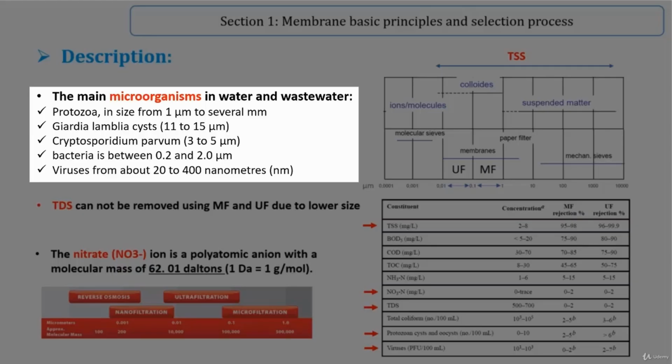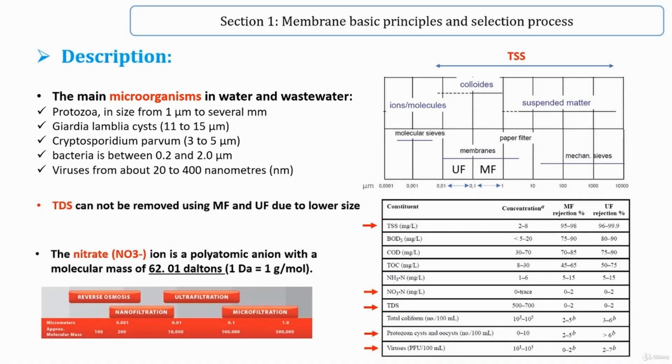Microorganisms such as protozoa, Giardia lamblia, Cryptosporidium, bacteria and viruses can all be removed using microfiltration except viruses, and as I have already mentioned, viruses can be removed using ultrafiltration. For this reason, you can see a significant difference in removal efficiency of viruses between microfiltration and ultrafiltration. Now, please do the remaining constituents yourself. This is your task.